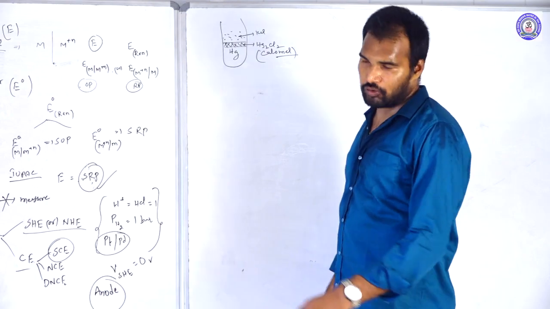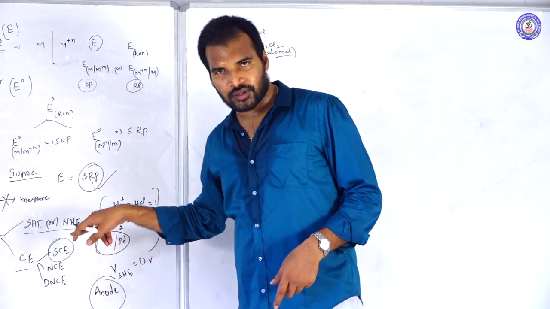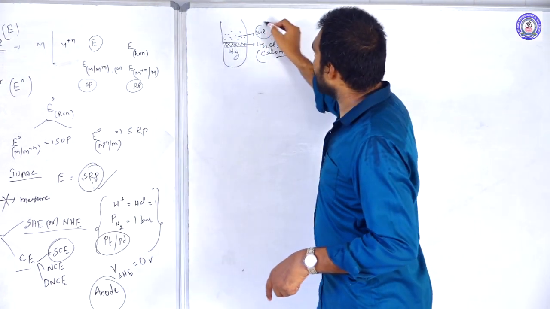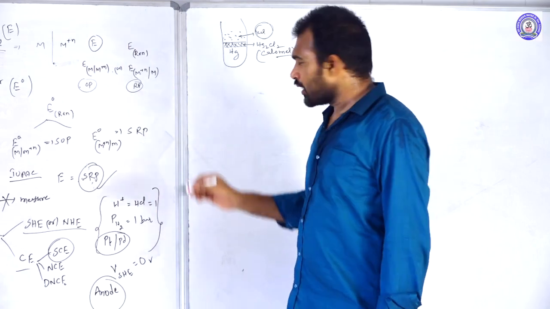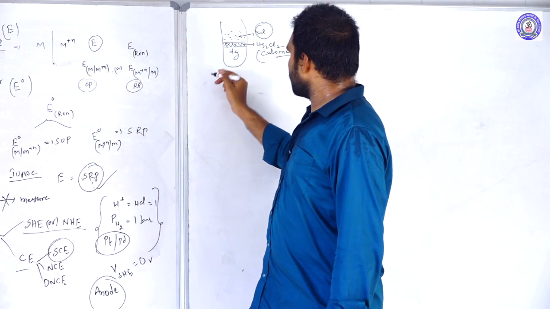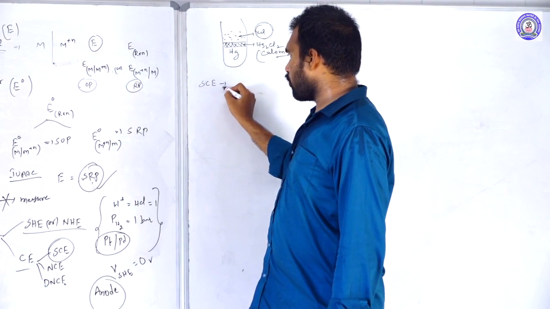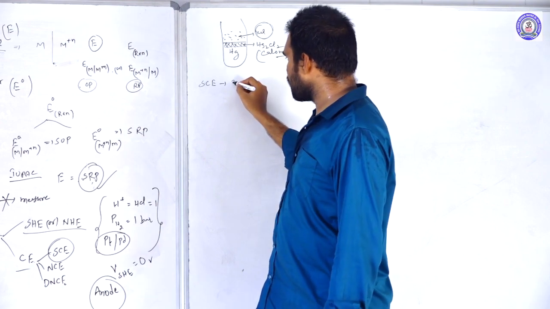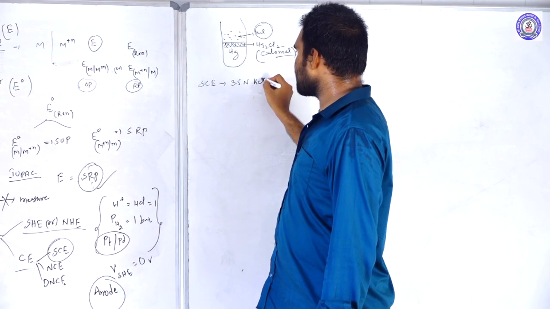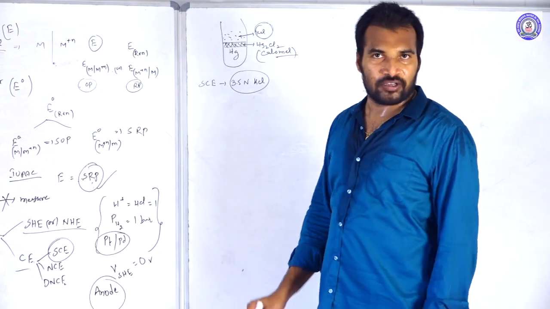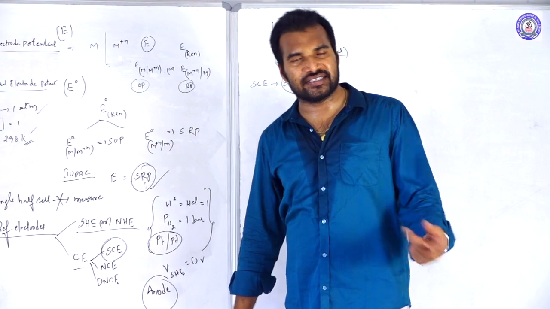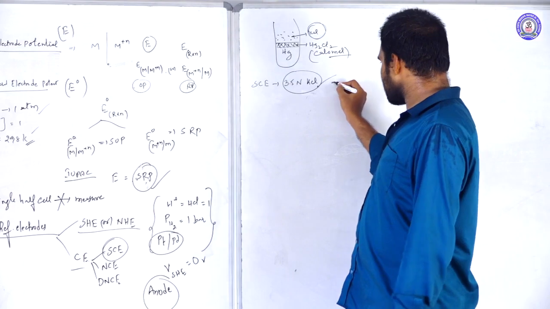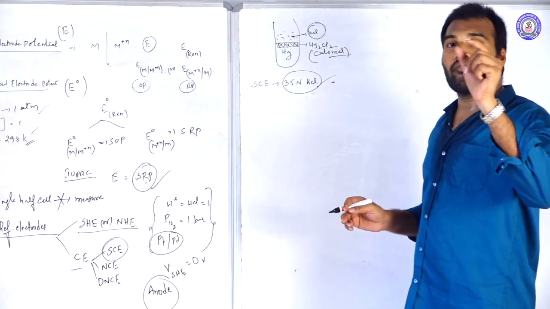Now the point you should remember, I told you already, three types are there: saturated, normal, deci-normal. What is the difference between them? We are classifying them based upon the concentration of KCl solution. In the saturated calomel electrode, what is the normality of the KCl solution? They use a saturated solution of KCl, and at that saturation level the normality is 3.5 normal.